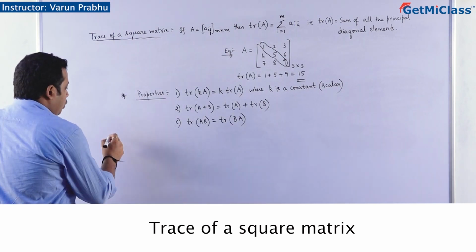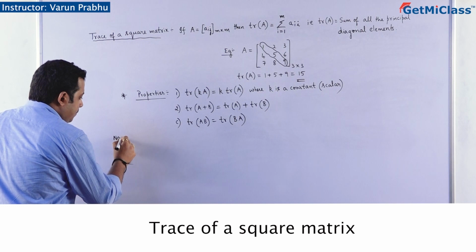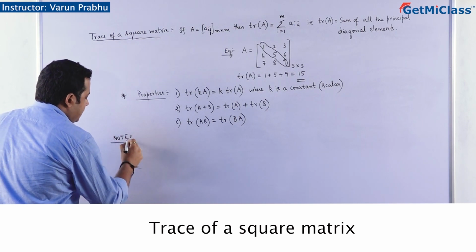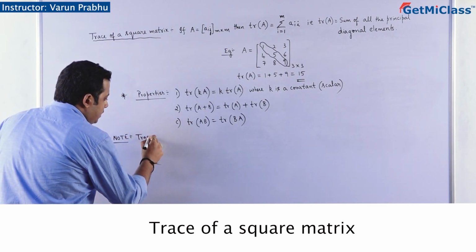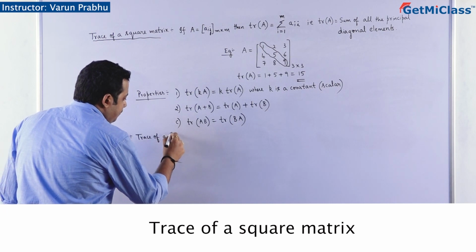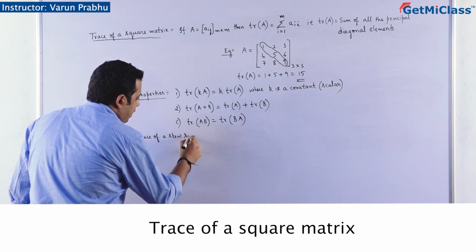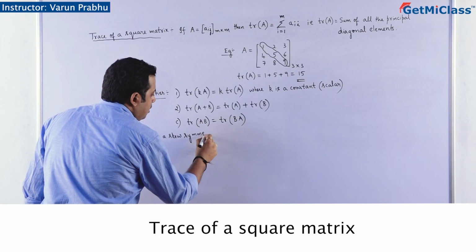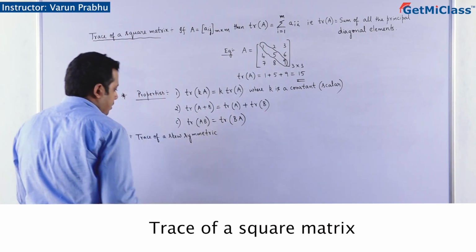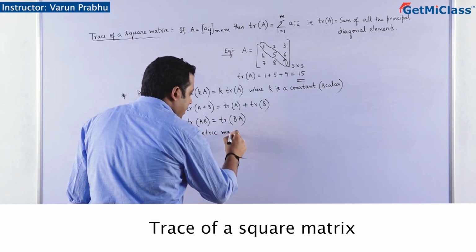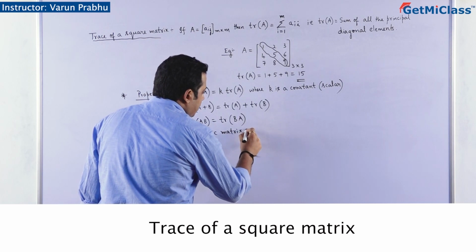And one important note point we have to know. Can you tell me what is the trace of a skew symmetric matrix? Trace of a skew symmetric matrix is dash. This is a competitive question. Trace of a skew symmetric matrix is always what? Is 0. Is it correct or not?